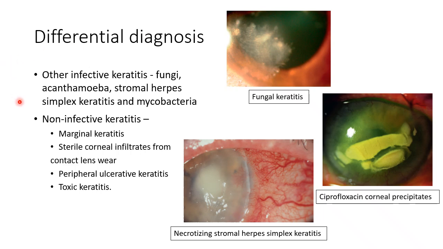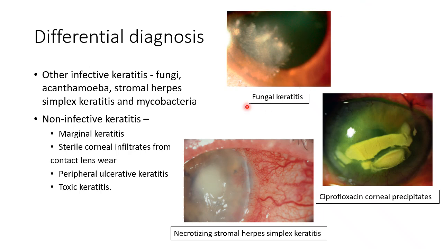Important to remember the differential diagnosis. Now, you can say that other infective keratitis, there are a number of other causes. So, apart from bacteria, you can have fungi, you can have acanthamoeba, mycobacteria, and even stromal herpes simplex keratitis can resemble bacterial keratitis. Besides this, you should remember some non-infective causes such as marginal keratitis, sterile corneal infiltrates from contact lens wear, peripheral ulcerative keratitis, and toxic keratitis.